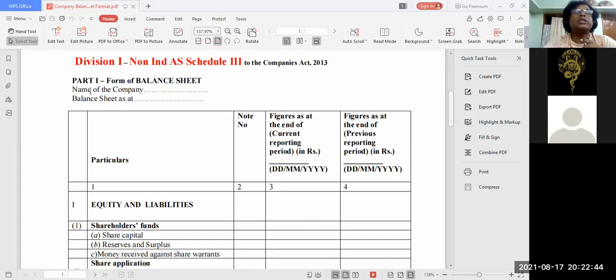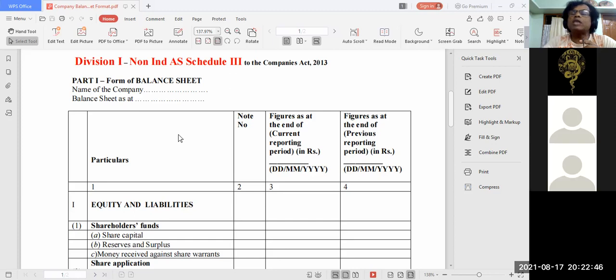So you have to write the format this way, and maybe some figures will be given. You shall be putting the figures in appropriate places. So before that, you have to learn the format. That's the most important thing. Let me make the format easy for you.